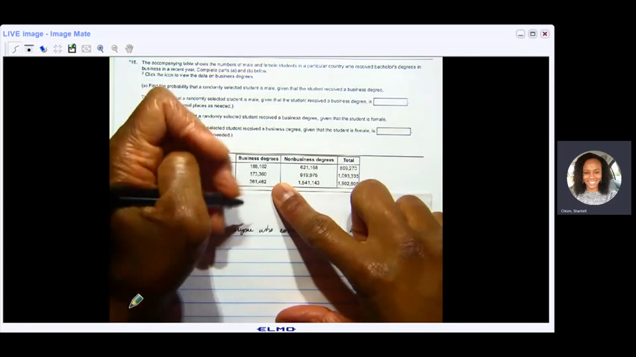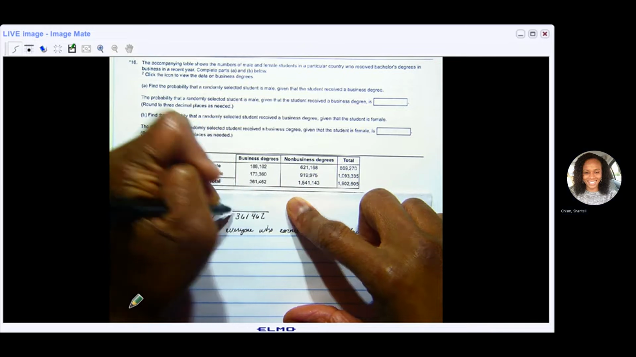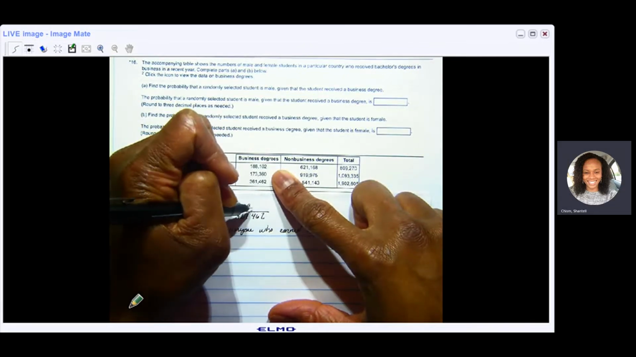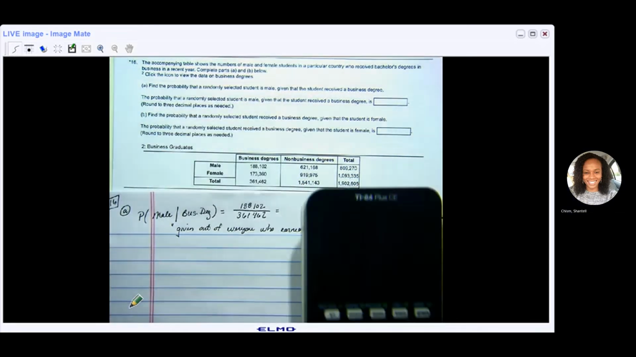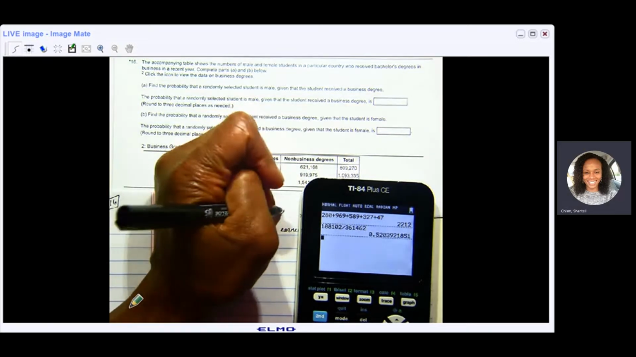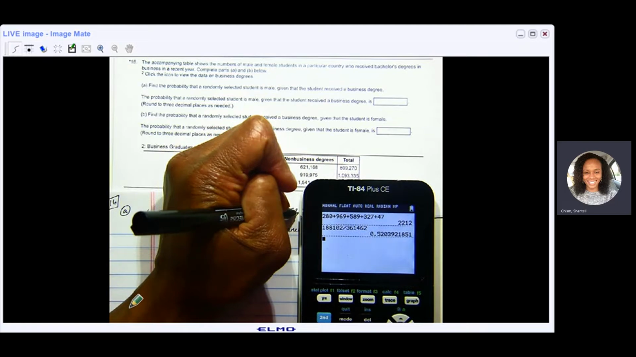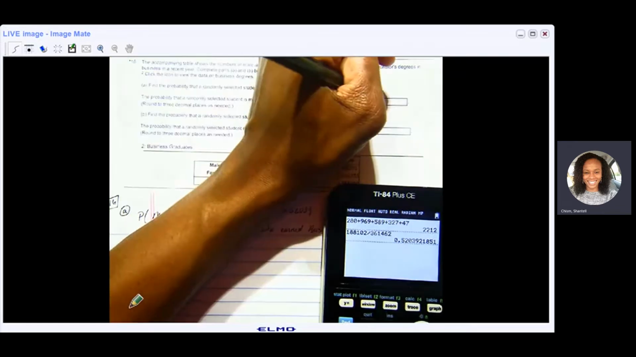So out of the total business degrees earned, which is 361,462, 188,102 were males. So that's 188,102 out of 361,462. That gives us 0.52039, and we're rounding that to 3 decimals, so 0.520.